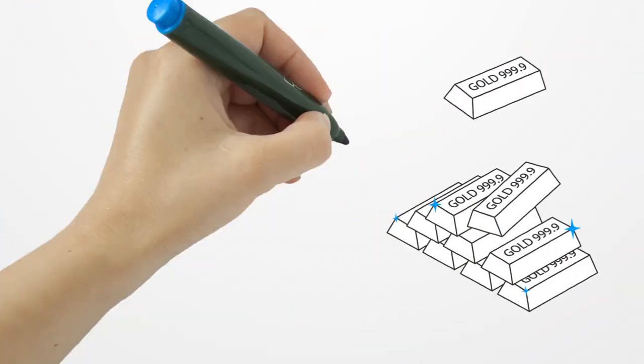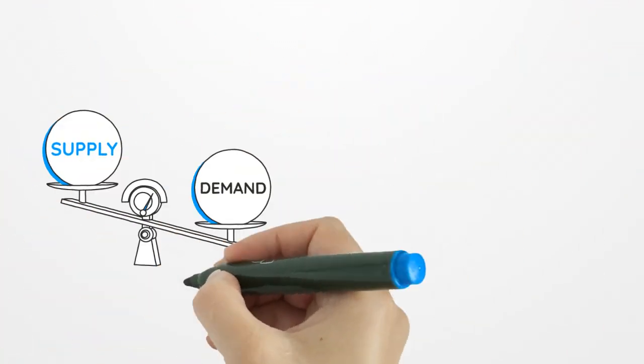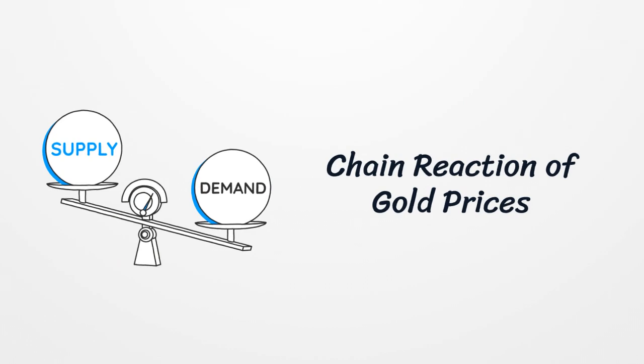Similarly, today's expansionary monetary policies, where central banks inject more money into the economy, raise long-term inflation expectations and boost demand for gold. This creates a clear chain reaction. Higher money supply, leading to higher inflation expectations, leading to increased gold demand, leading to rising prices.